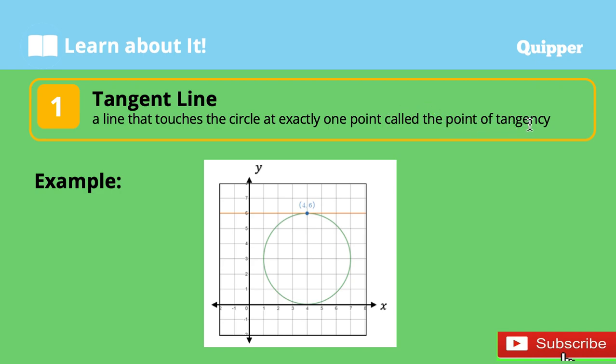For example, in the given figure, this orange line is our tangent line of the circle, and the point is the point of tangency. This is where the line and the circle intersect. That is the point of tangency.